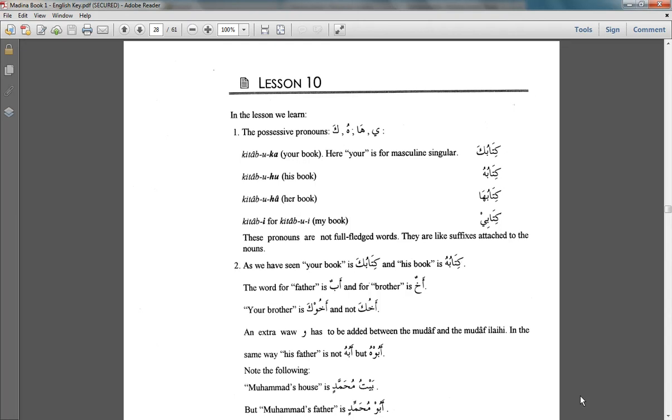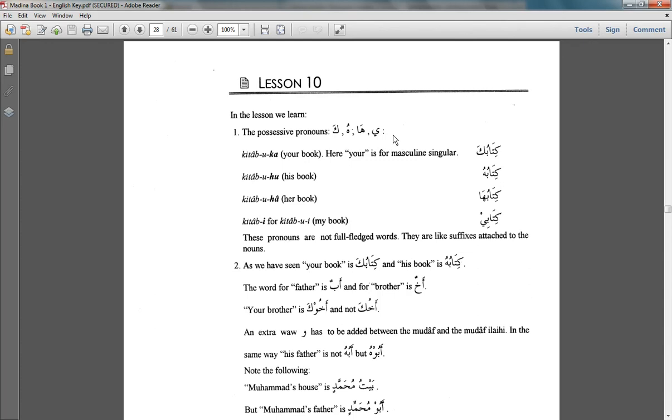Bismillahir Rahmanir Rahim. We're going to be discussing lesson 10, and in this lesson we're going to be learning about the pronouns, or some pronouns, the possessive pronouns i, ha, hu and ka. Basically there are many types of pronouns in Arabic, and we're going to be just discussing these for now.